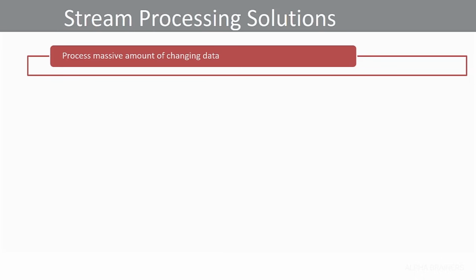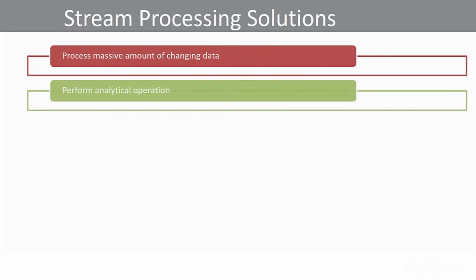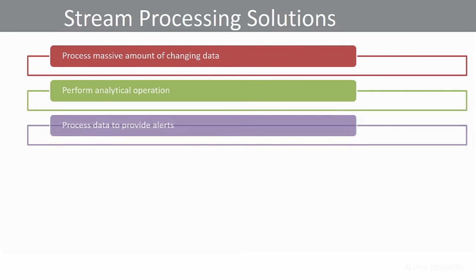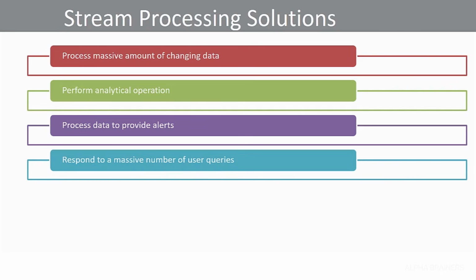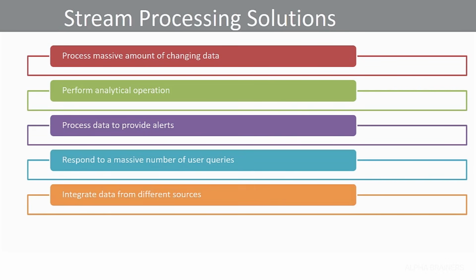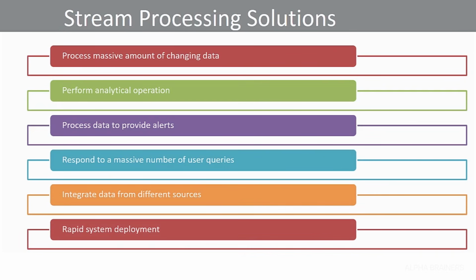So let's talk about some stream processing solutions before we get into some more details about stream processing. So we can actually use stream processing to do a massive amount of data changing at a very small performance impact. We can provide analytical operations. We can process data to provide alerts. We can respond to a massive number of user queries really quickly. We can integrate data from different sources, aggregate data from different sources. And then we can also use this for rapid system deployment.